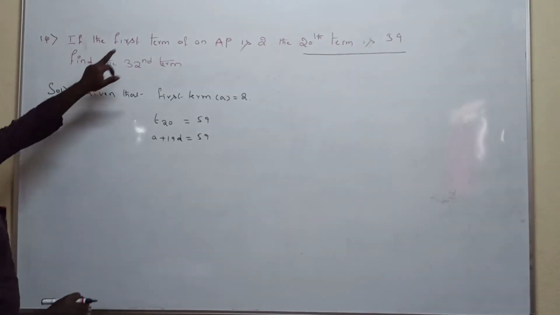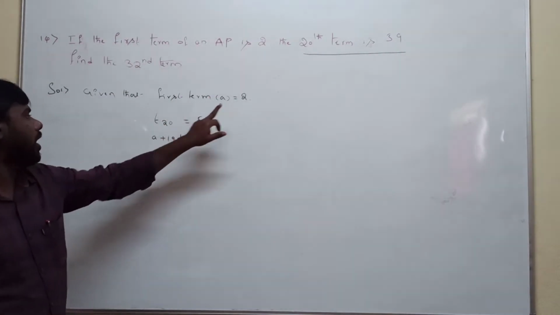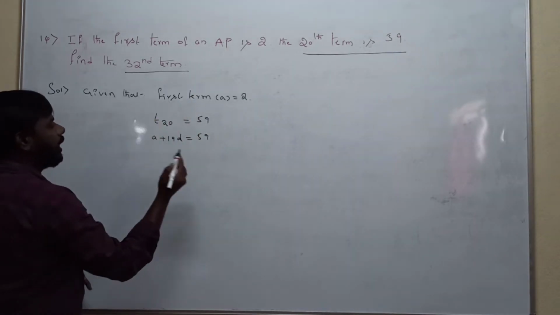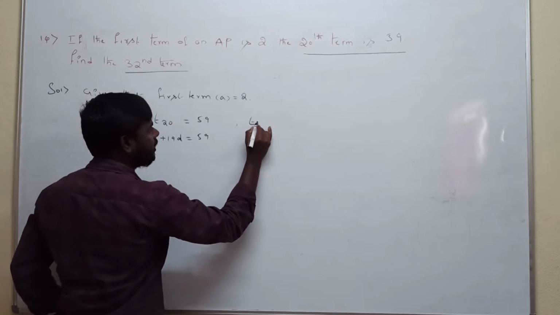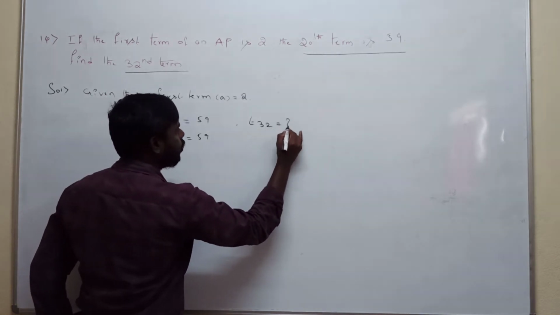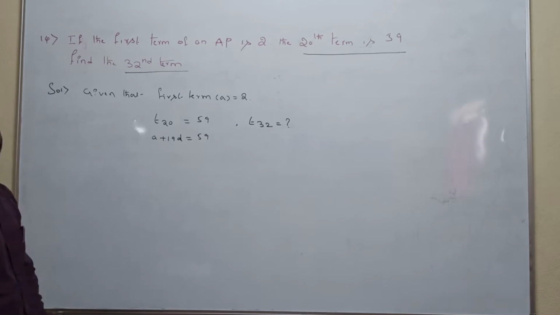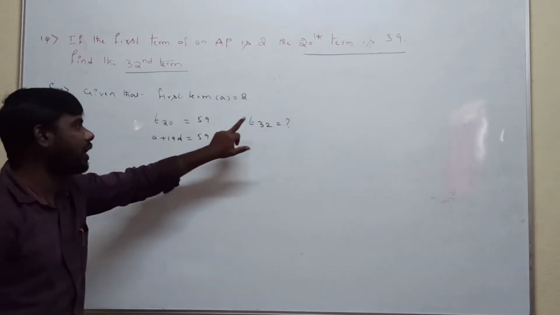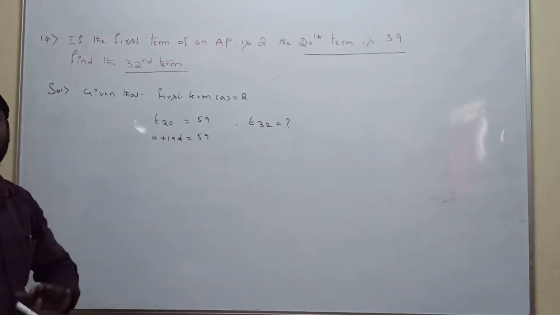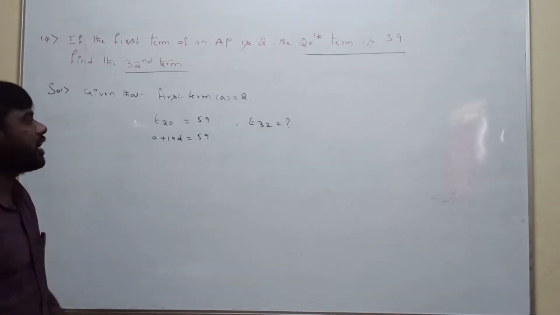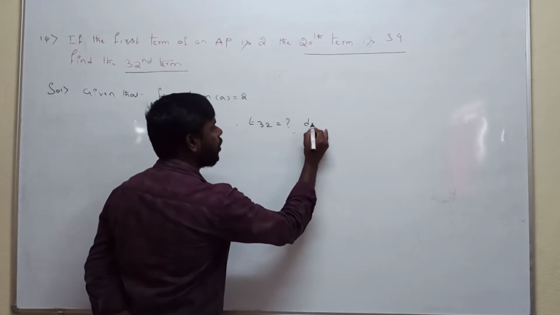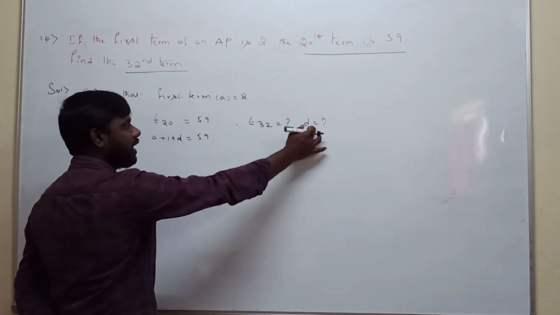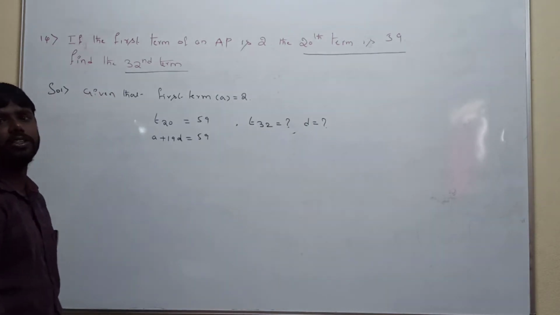Next, first term we write a is equal to 2. Next to the 20th term, write 59. What are they asking? To calculate the 32nd term. Listen carefully. First term is there, 20th term value is there, to calculate the 32nd term. But the common difference value is not given. That's why the common difference value also you have to calculate. To find the values: one is the common difference, next the 32nd term.